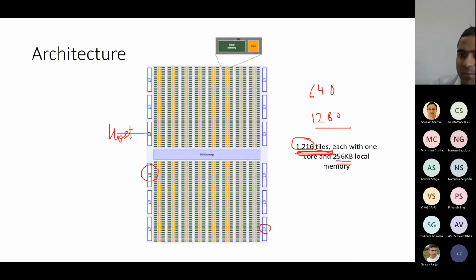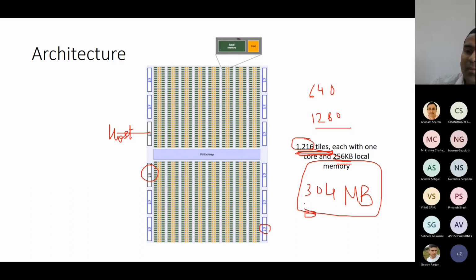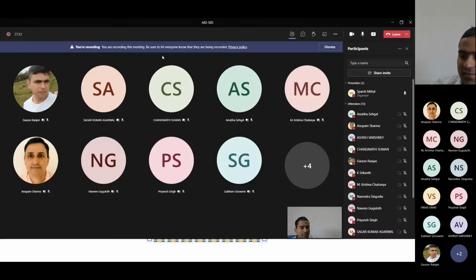If you multiply this with this, what do you get? You get 304 megabytes, isn't it? If you multiply this number with this number, you get 304 megabytes. So that is the total amount of memory that this IPU has. Fine. So the on-chip memory of IPU is just 304 megabytes.